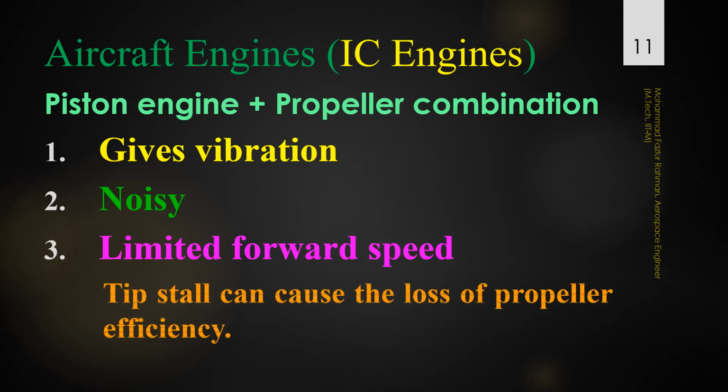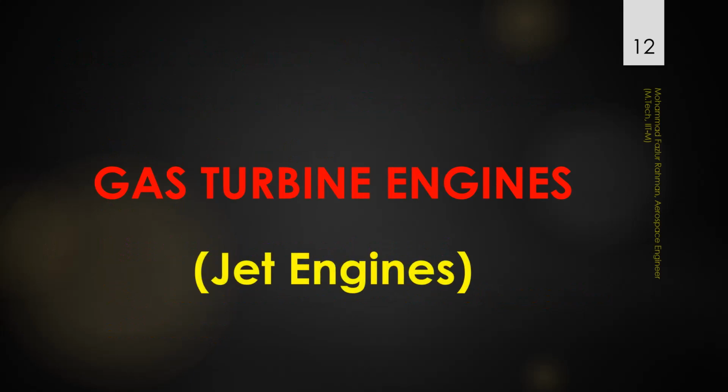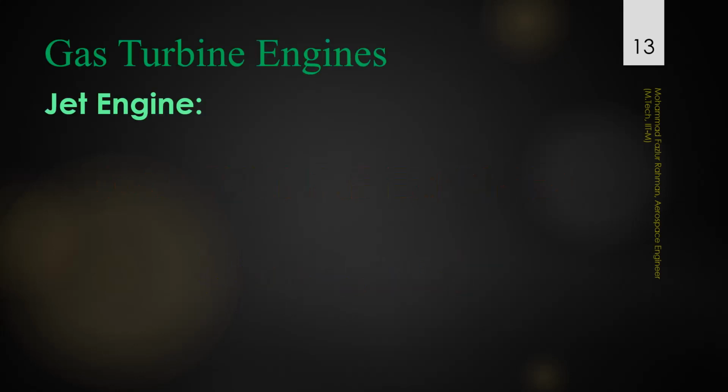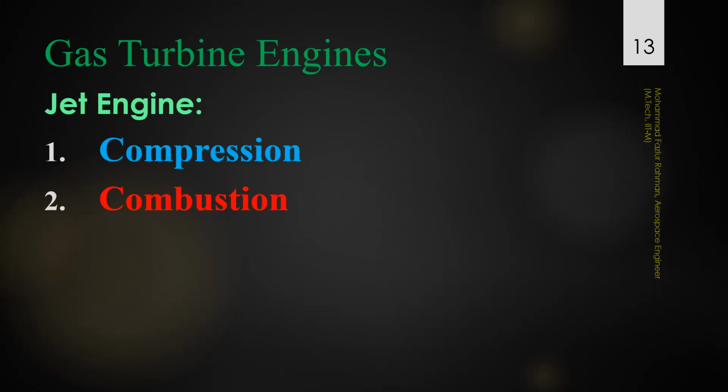So people started thinking of new devices. The gas turbine engine was the solution, which we normally call a jet engine, because it is characterized by the hot jet coming out of it, which is not visible in the case of the piston engine and propeller combination. Now let us see the jet engines. A jet engine basically works in four block operations. One is compression. It takes the air and compresses it.